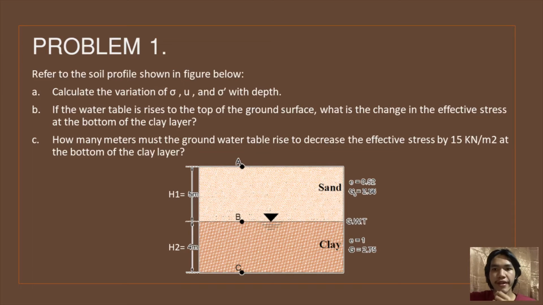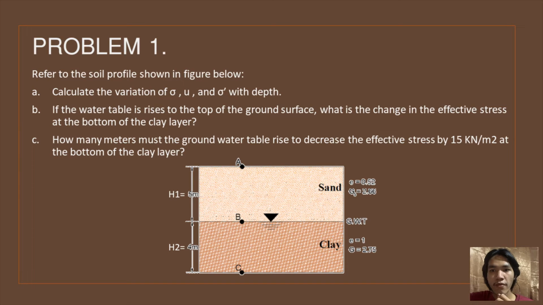Problem number 1, we are given a soil profile shown in the figure. We are asked to calculate the variation of the total stress, the pore water pressure, and the effective stress with depth. Second, if the water table rises to the top of the ground surface, what is the change in the effective stress at the bottom of the clay layer?